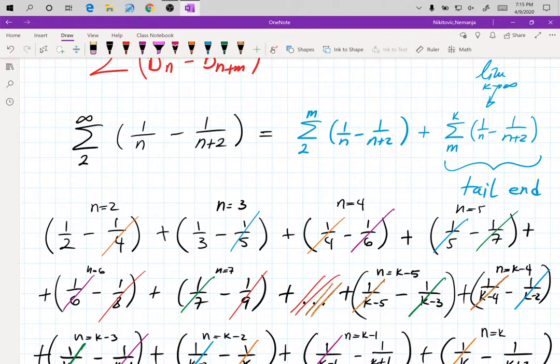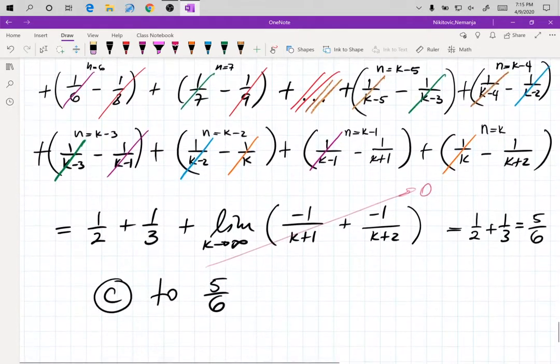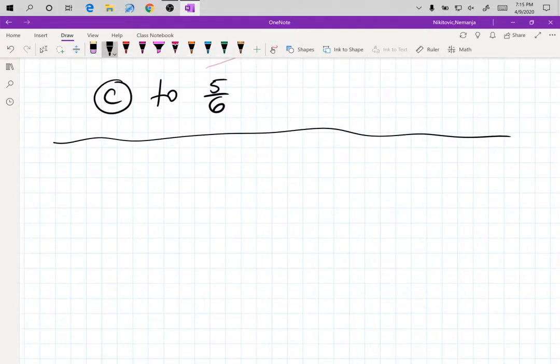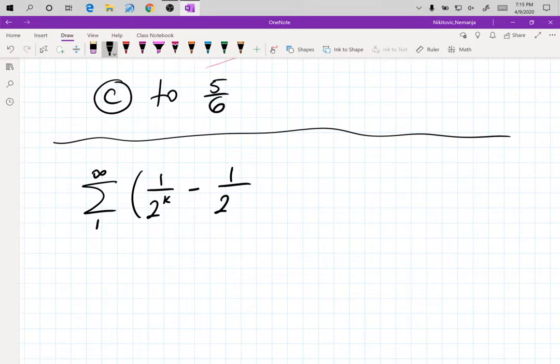Let's go and take a look at another interesting example. Summation, they want to start at 1, go to infinity, of 1 over 2 to the k minus 1 over 2 to the k plus 1. That's problem 70.